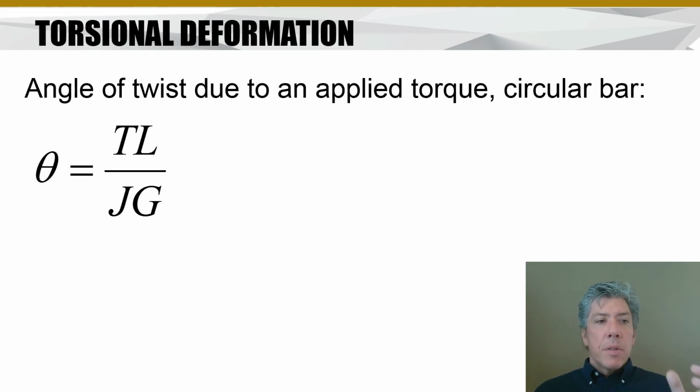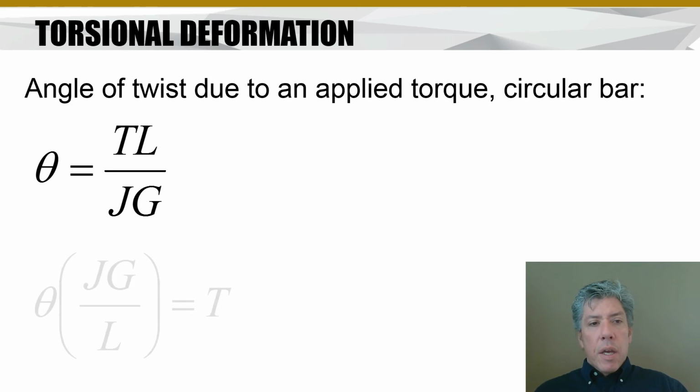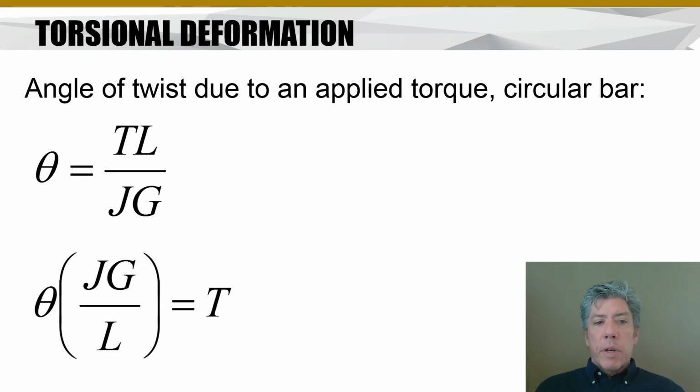And then theta is just the amount of rotation at the end of the shaft. Now there's some things you need to know about this. First of all, we could rearrange it a little bit. Why don't we put the J, G, and L on the other side?